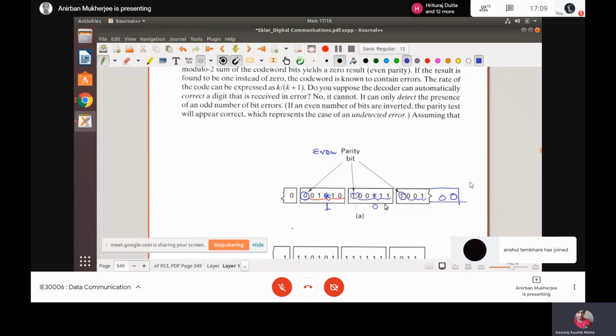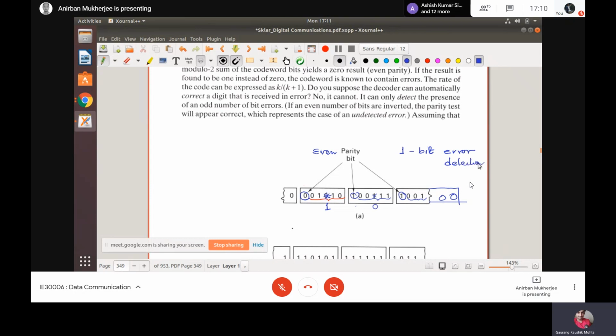Now already at the receiver, what happened? What will you observe? There are 2 ones, but here also there is 1. That means there is some problem in this. There is a bit which has undergone some change, which is received in error. Now we have understood 1 bit error detection capability. Error detection capability, not the error correction capability.